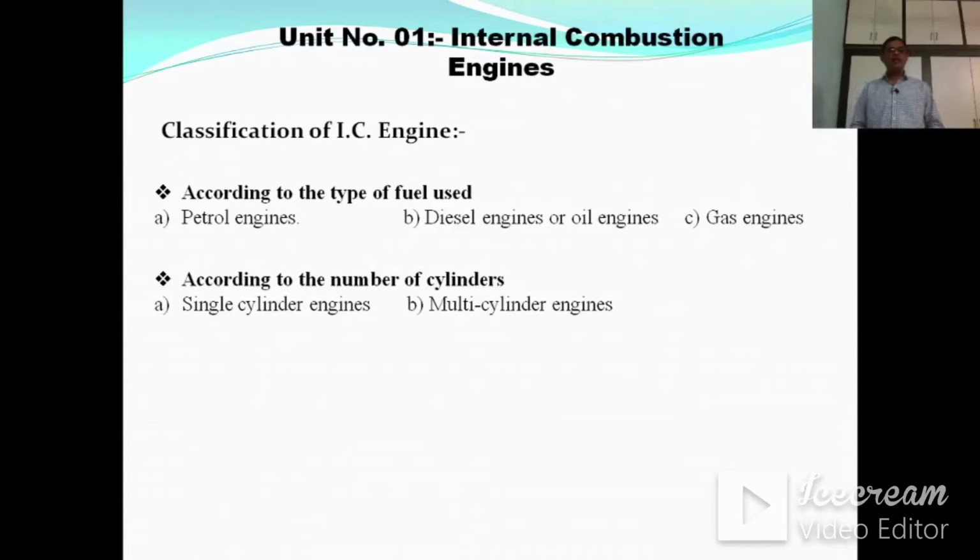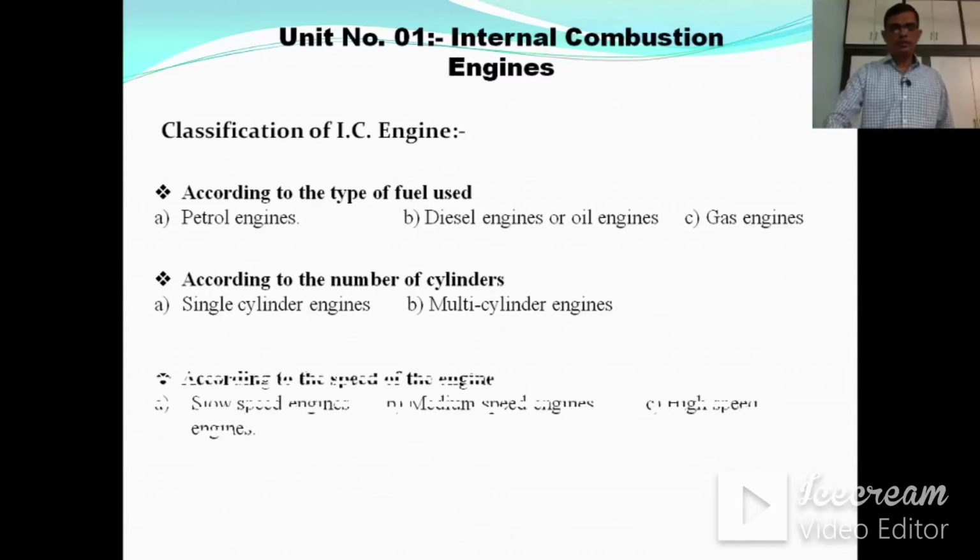Next is according to the number of cylinders. First one is single cylinder engine and second one is multi-cylinder engine. Generally, in our two-wheelers there is a single cylinder, but we use multi-cylinder engines in our four-wheeler vehicles. Then, according to the speed of the engine: slow speed engine, medium speed engine and high speed engine.